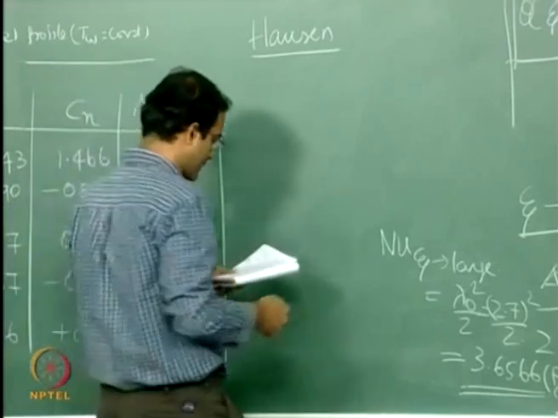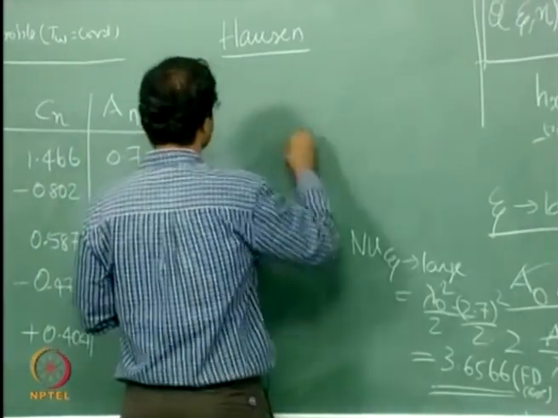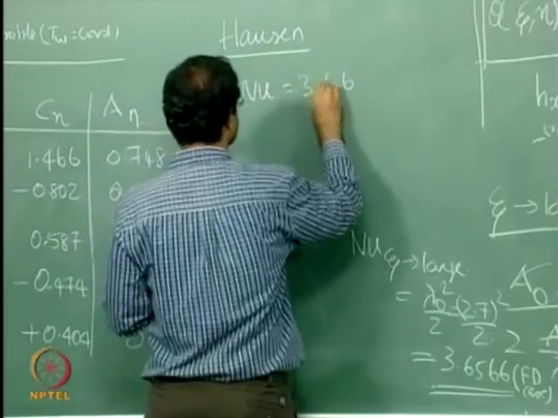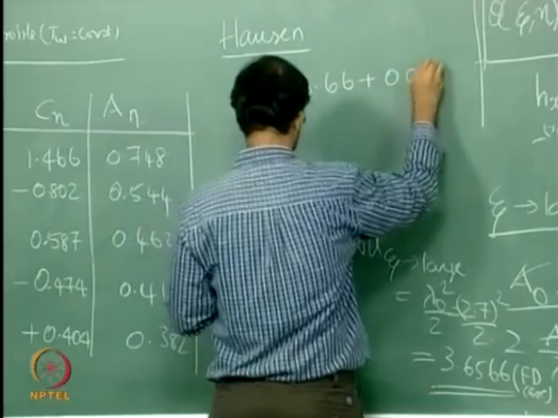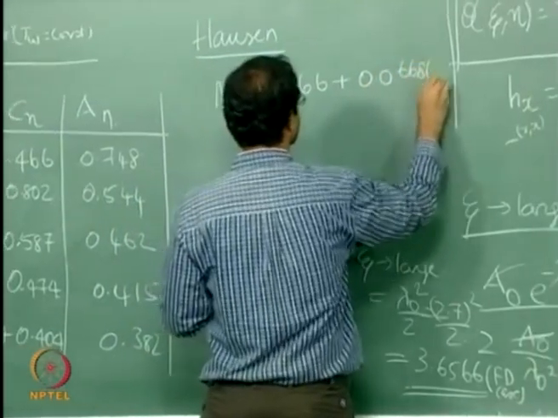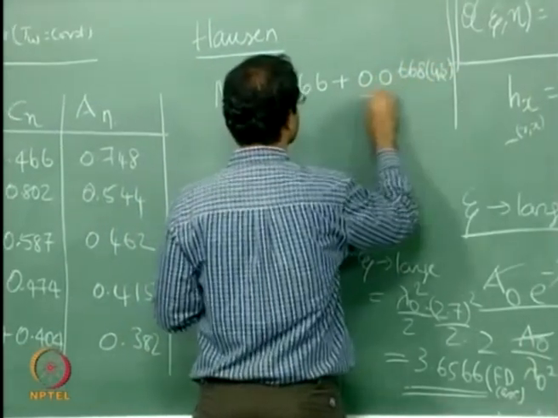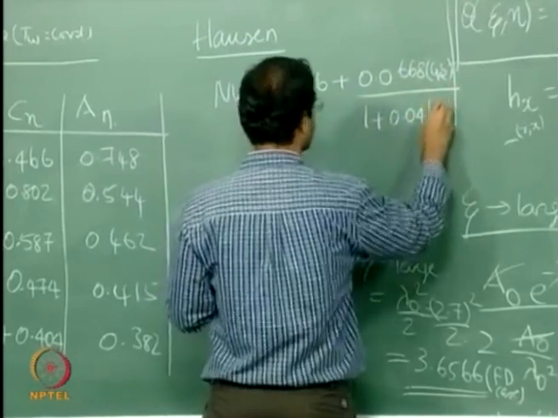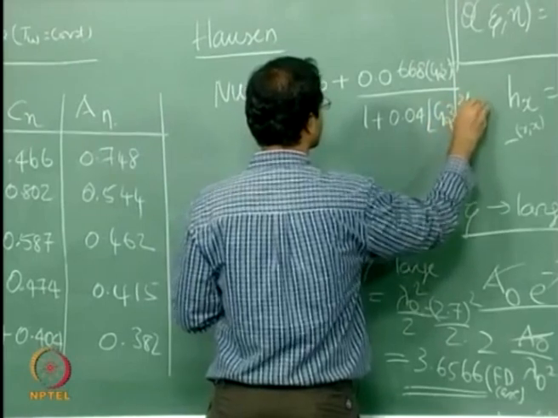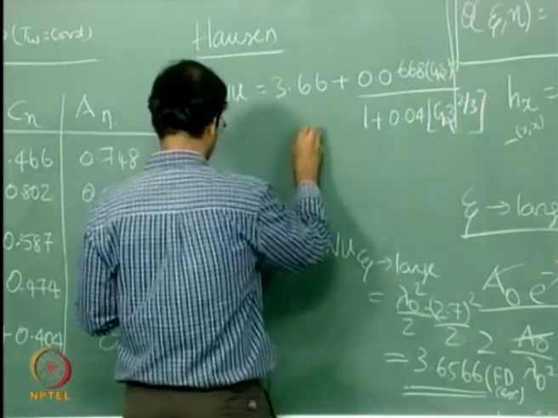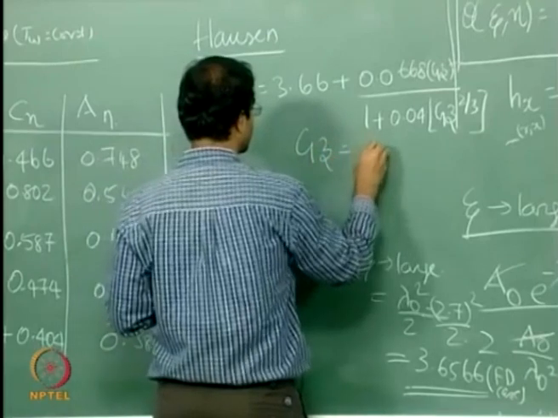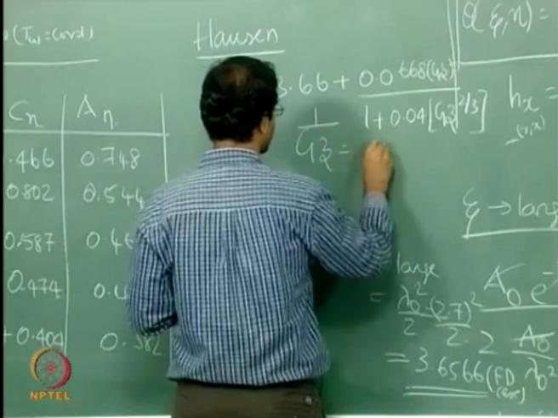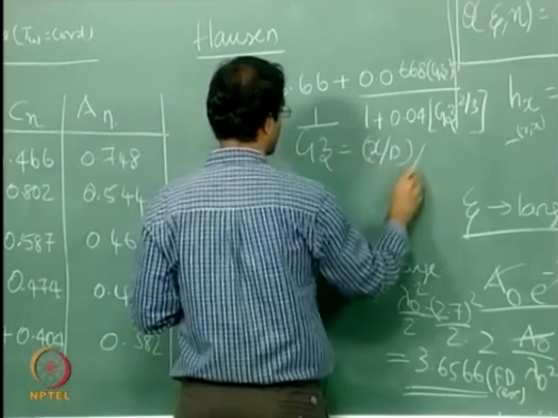Okay. So that is a very famous correlation. It goes as Nu is equal to 3.66 plus 0.0668 times Graetz number divided by 1 plus 0.04 Graetz number to the power 2/3, where 1 by Graetz number is basically x by d by Peclet number.